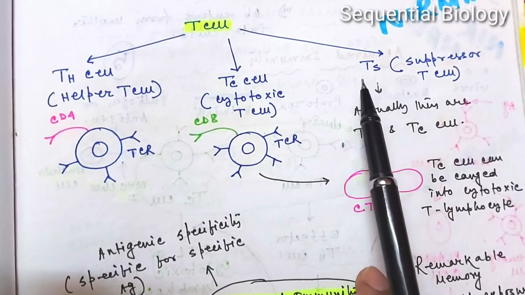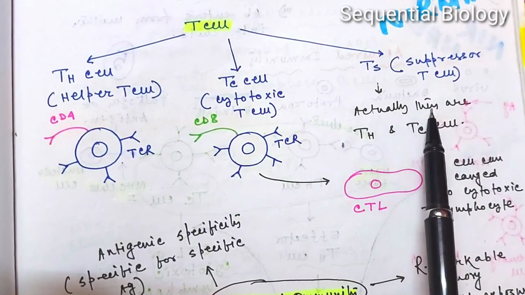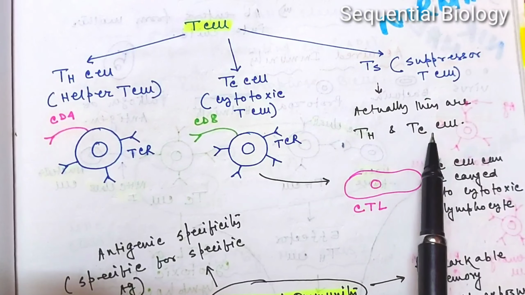Apart from this, another type of T cell can be found, known as the suppressor T cell. Actually, they are helper T cell and cytotoxic T cell.